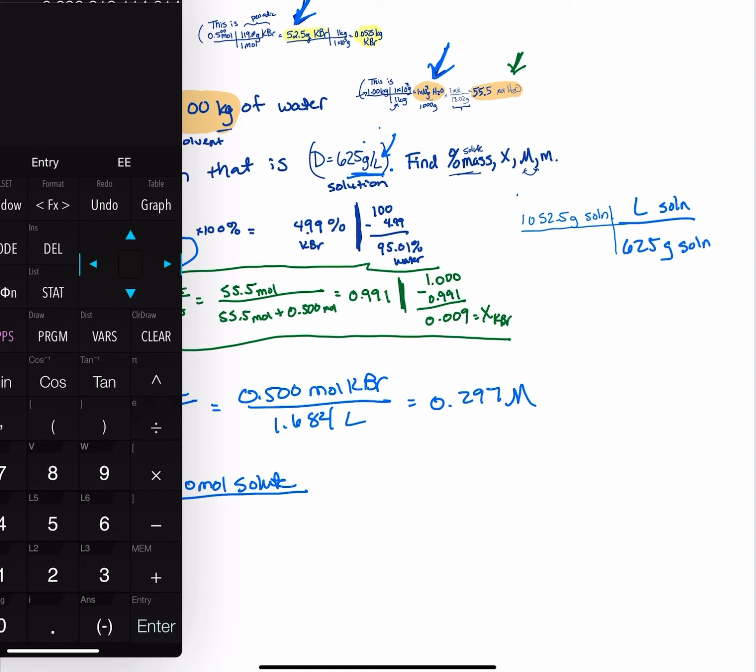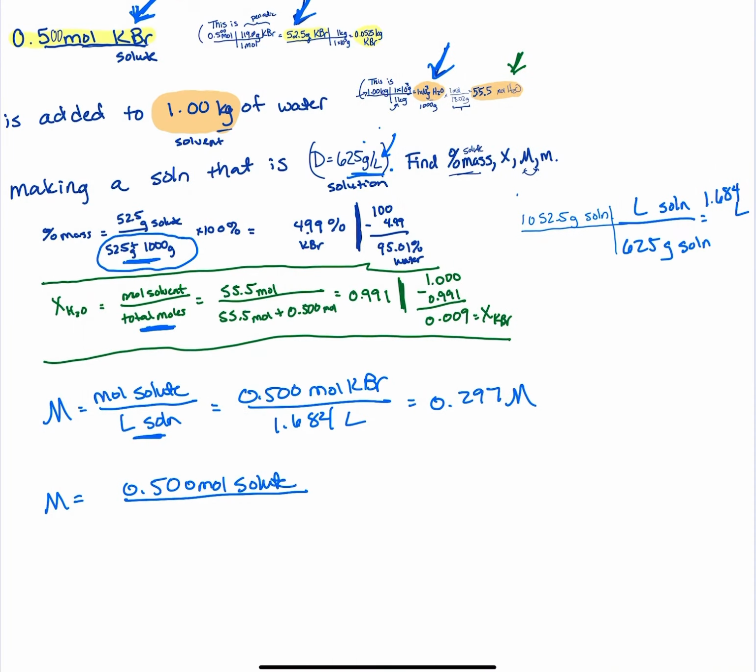And so I can do that math, and I can do 1052.5 divided by 625. And so that tells me that I have 1.684 liters of solution, which may look familiar because, yes, I already had worked it ahead of time. So on this 1.684, you can see then you can just plug it in right there and you can get the answer. So notice there was a little work to do to think through to get to the molarity on this one.